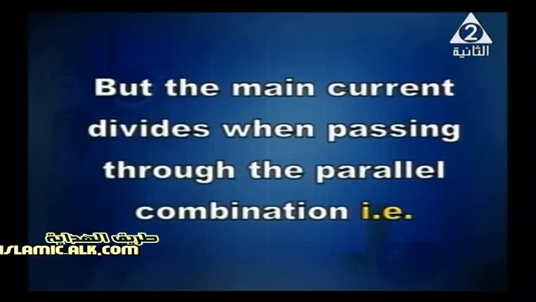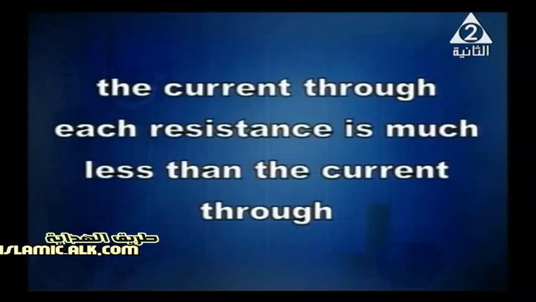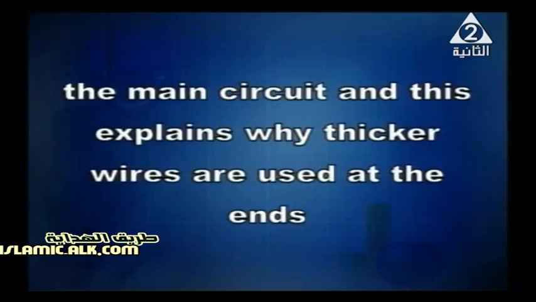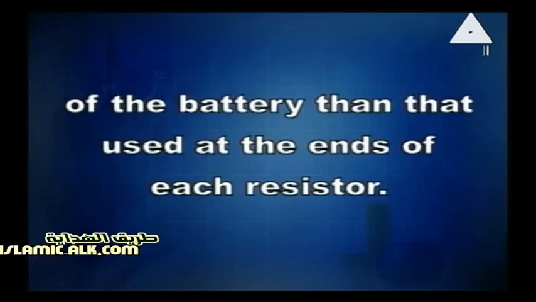Okay, but this main current divides, splits when passing through the parallel combination. That's to say, the current through each resistance is much less than the current through the main circuit, and this explains why thicker wires should be used at the ends of the battery, of course thicker than the wires used at the ends of each resistor.